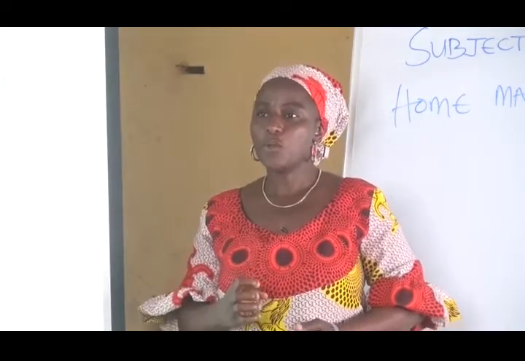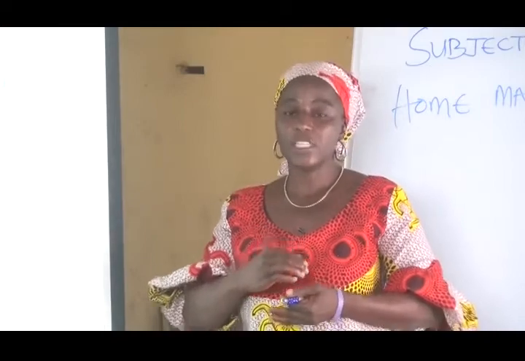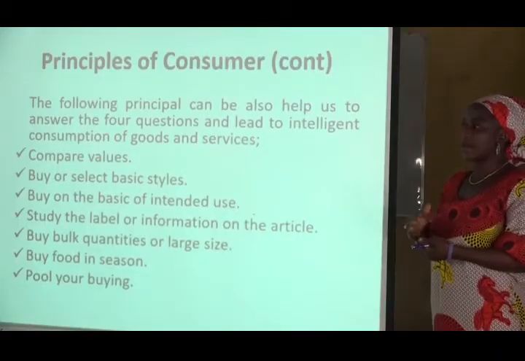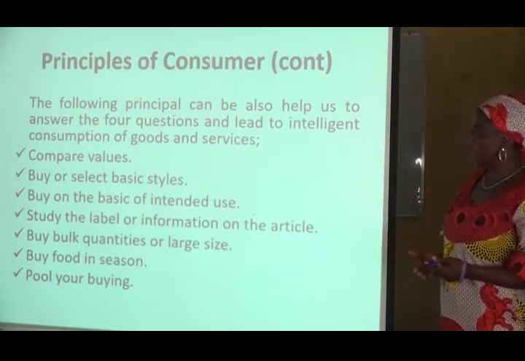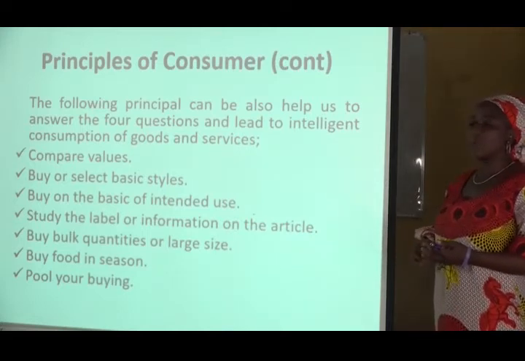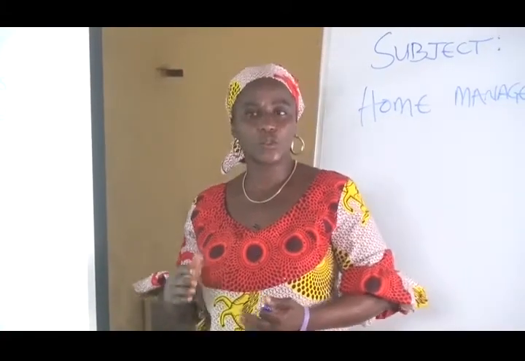Where can you find this information? Sometimes it is written at the top of the pack, beside the pack, or under the pack. And this information carries what? The manufacturing date, the expiring date, the batch number, and so on and so forth.